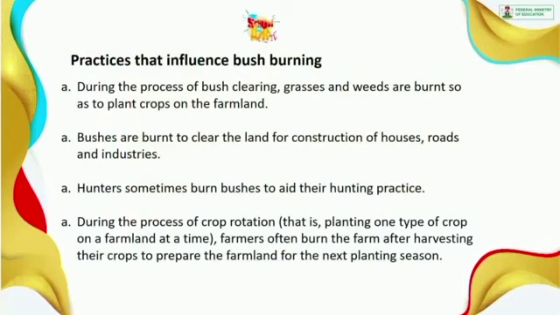The third reason is that hunters sometimes burn bushes to aid their hunting practices. Hunters might not be able to see their prey clearly due to the tall trees that are blocking their views or plants that do not aid their movements, so they tend to burn down the bushes and the trees in order for them to easily catch their prey.